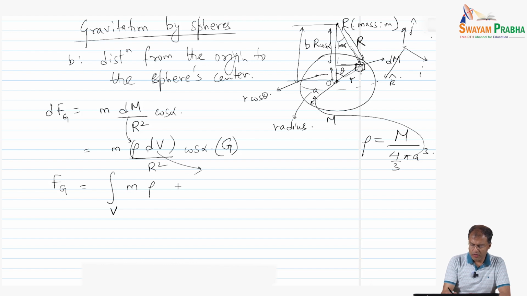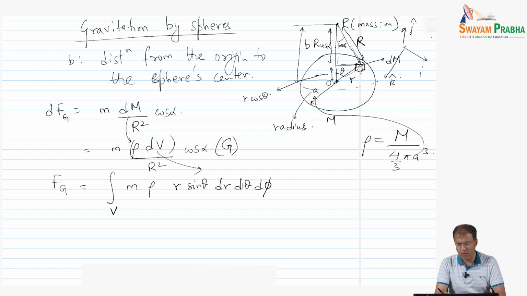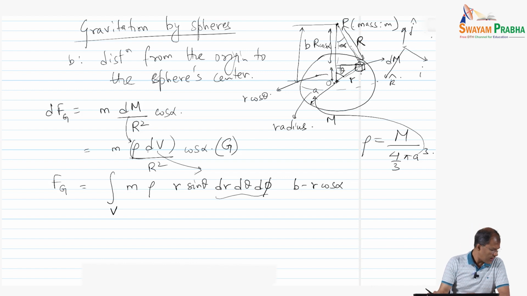So dv is r sine theta times dr times d theta times d phi. These are all the solid angles of the sphere, right? And then we have cos alpha by r square. So cos alpha comes out to be b minus r cos alpha, divided by r. So divided by r is my cos alpha.